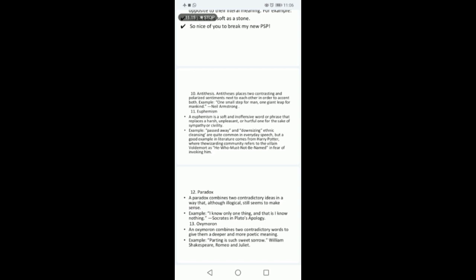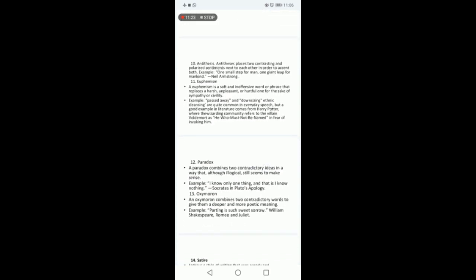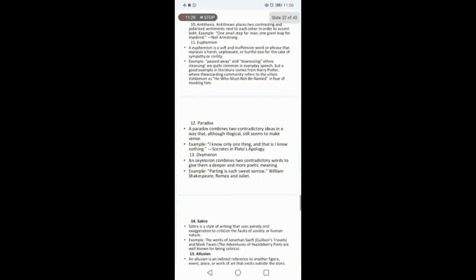Instead of just saying he died, they also have words like downsizing, ethnic cleansing, and so on. These are all euphemisms. They lessen the weight of the ugly incident by using lighter words. They will have paradox, which combines two contradictory ideas in a way that even though they look illogical, they still make sense. I know only one thing, and that is I know nothing.